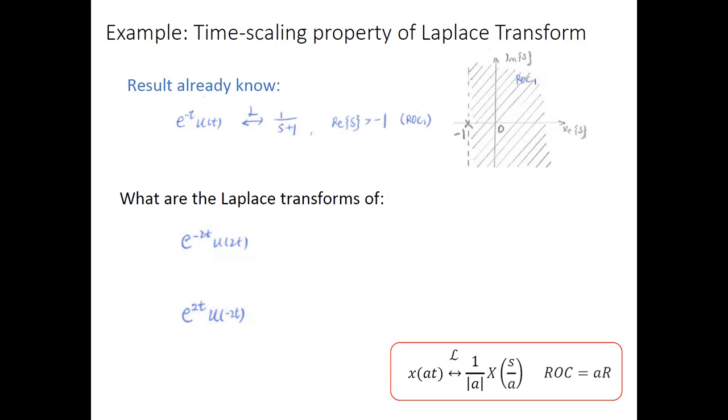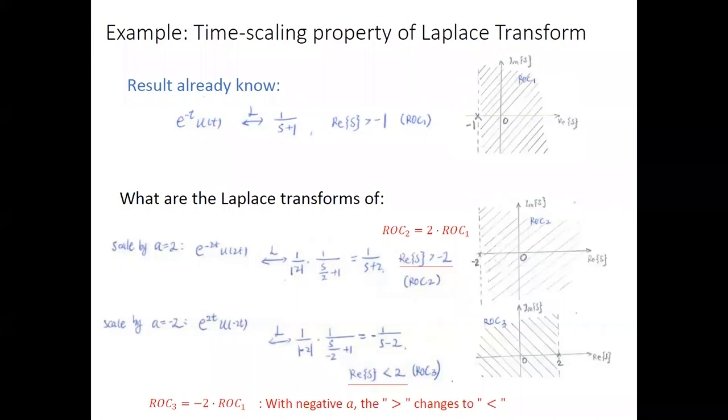I believe the function of the Laplace transform should not be difficult to obtain just by applying this property. But the region of convergence is something that needs deeper understanding. So let's look at the result. Exponential minus 2t u of 2t is just a scaling of the signal above by a equals 2. So applying the formula, 1 divided by the absolute value of 2, times s divided by 2. So just change the s here by s divided by 2. Then it's 1 divided by s plus 2.